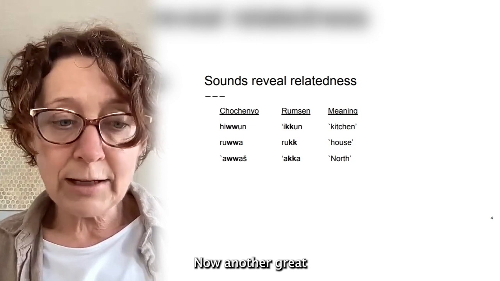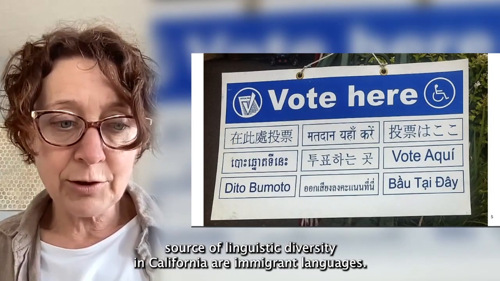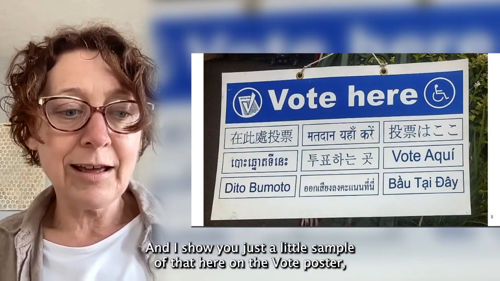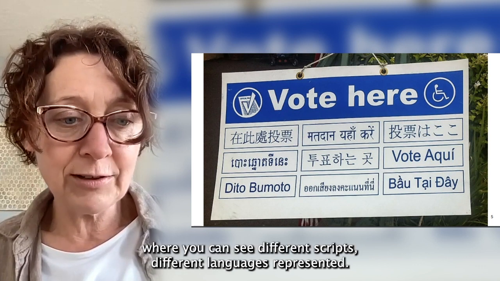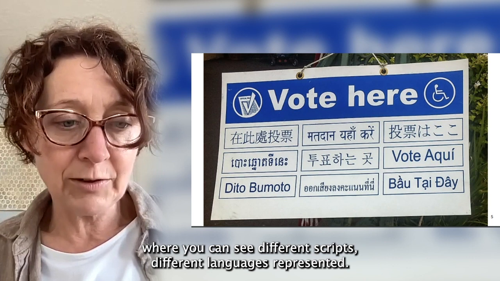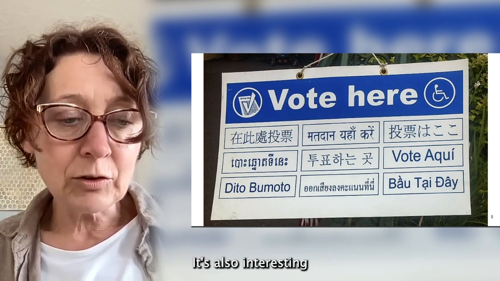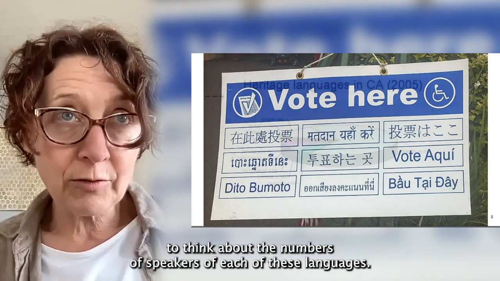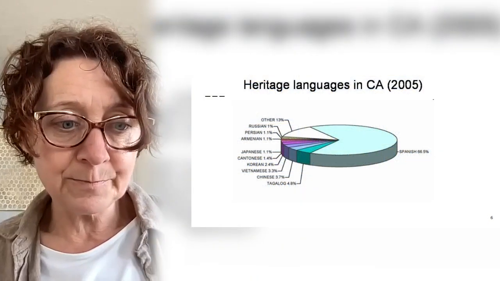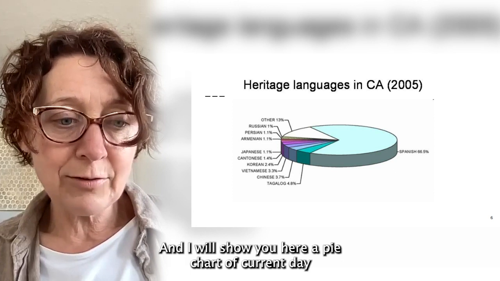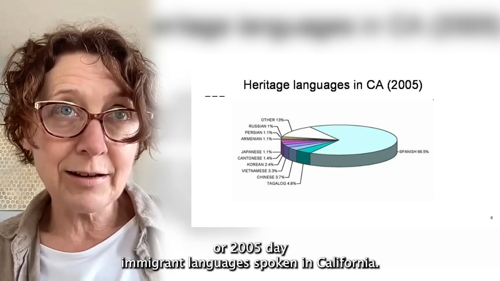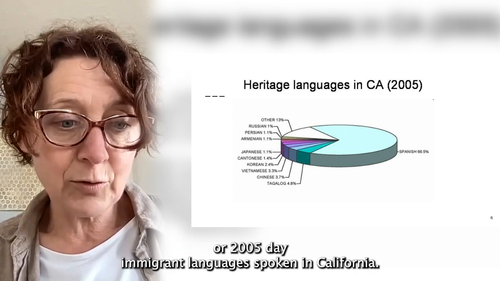Now, another great source of linguistic diversity in California are immigrant languages. And I show you just a little sample of that here on the vote poster, where you can see different scripts, different languages represented. It's also interesting to think about the numbers of speakers of each of these languages. And I will show you here a pie chart of current day or 2005 day immigrant languages spoken in California.